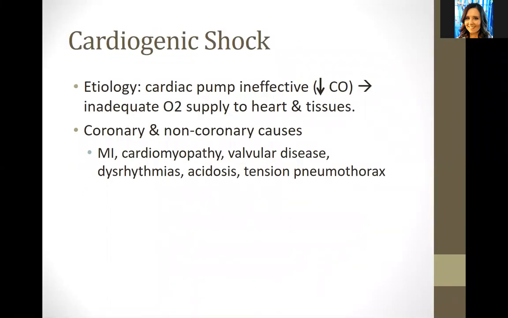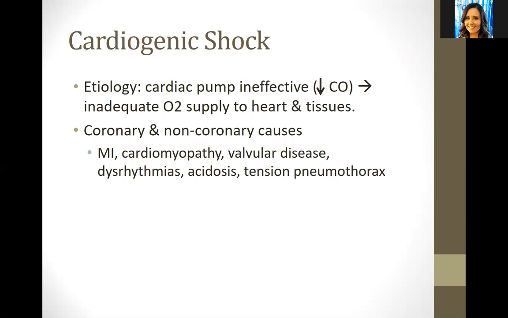Our next class of shock is cardiogenic shock. So it occurs when the heart's ability to contract and to pump is impaired, and the supply of oxygen is inadequate for the heart and tissues. So basically, our heart fails as a pump, so that decreases our cardiac output. If we don't have good cardiac output, we don't get good oxygen or perfusion to the tissues.